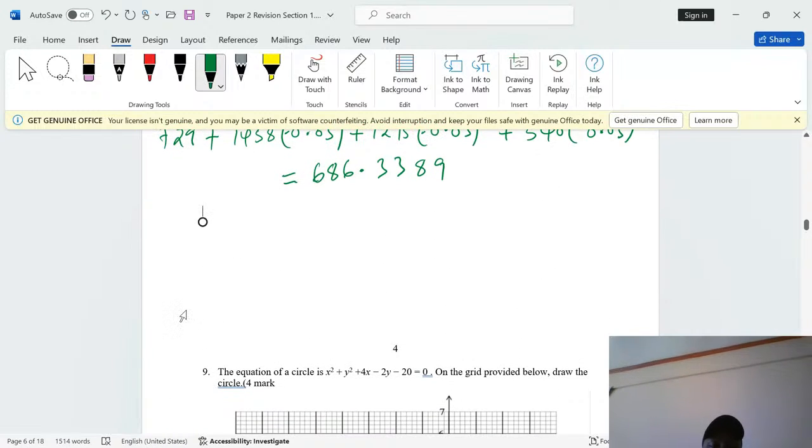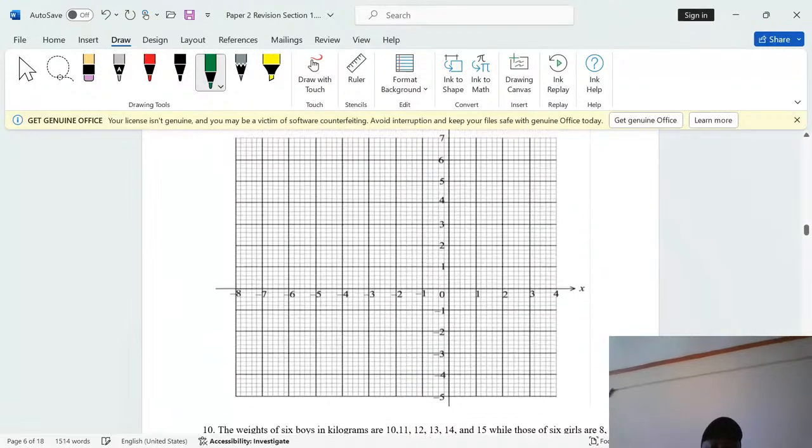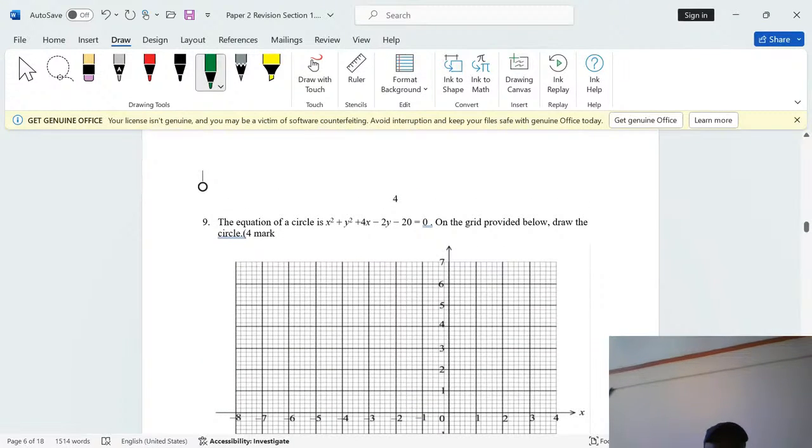Yeah, so we are having now the question here. The question says that the equation of a circle is x squared plus y squared plus 4x minus 2y minus 20 equals 0. On the grid provided below, draw the circle for 4 marks.